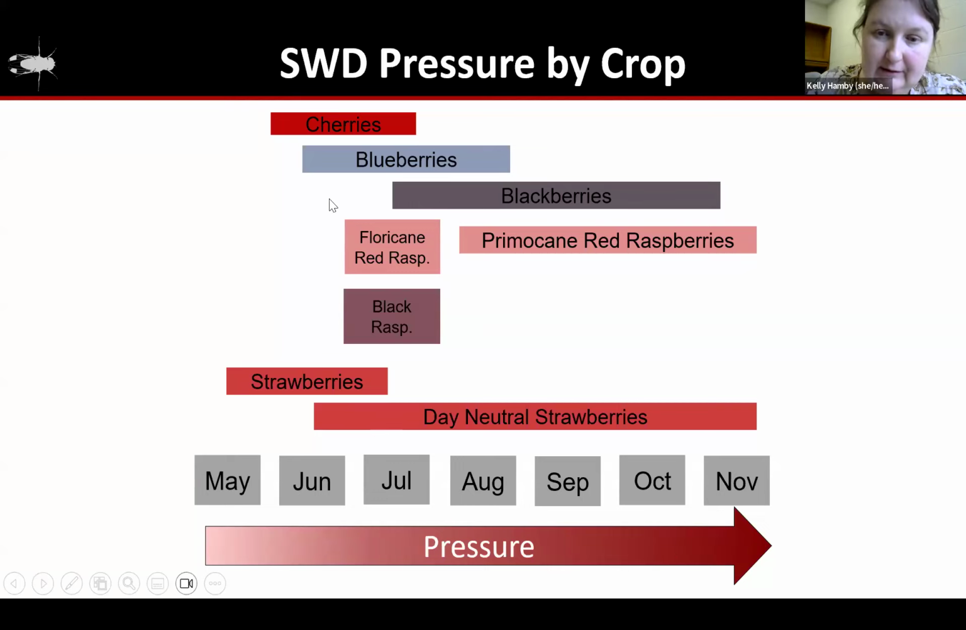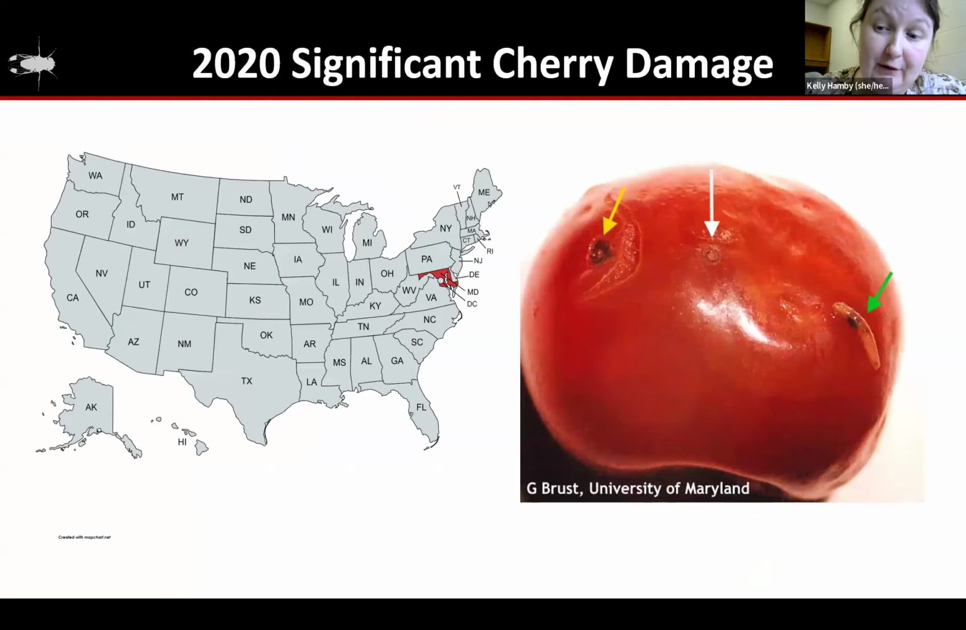So the earliest crops get the least damage, and the latest crops get the most damage, and it's hardest to manage in. So as much as possible, choosing earlier crops can help reduce your spotted wing Drosophila issues. Now, this doesn't work out every year because some years we have seen significant damage in some of those early crops as well. It's just a little bit less consistent than those later crops.